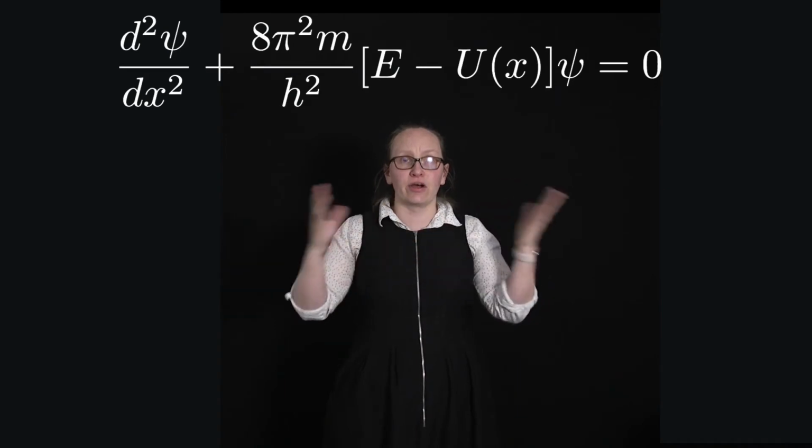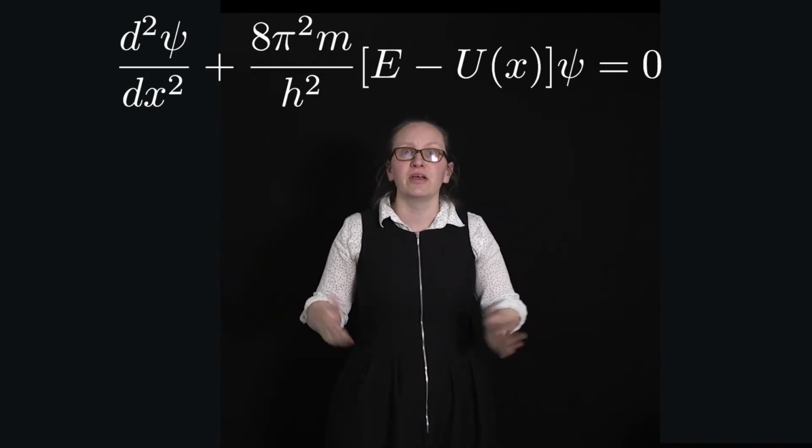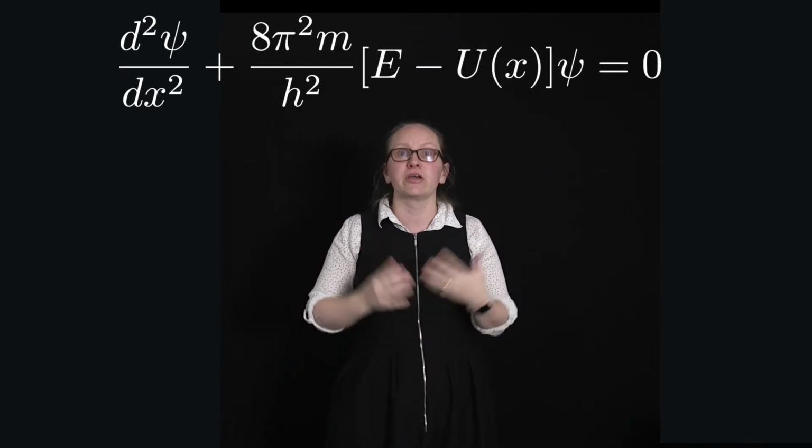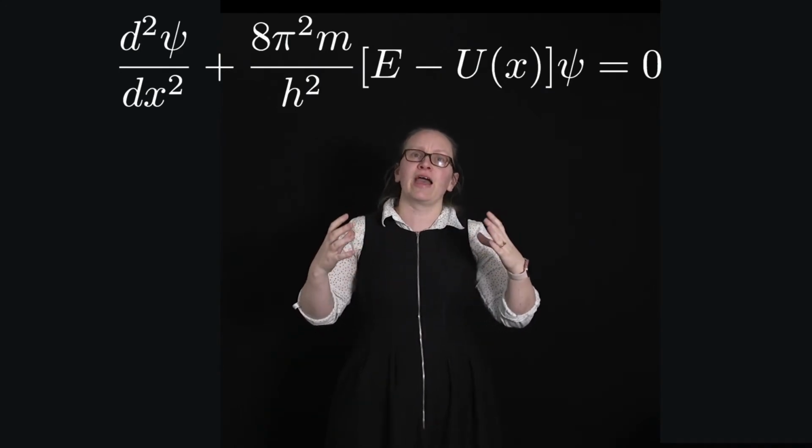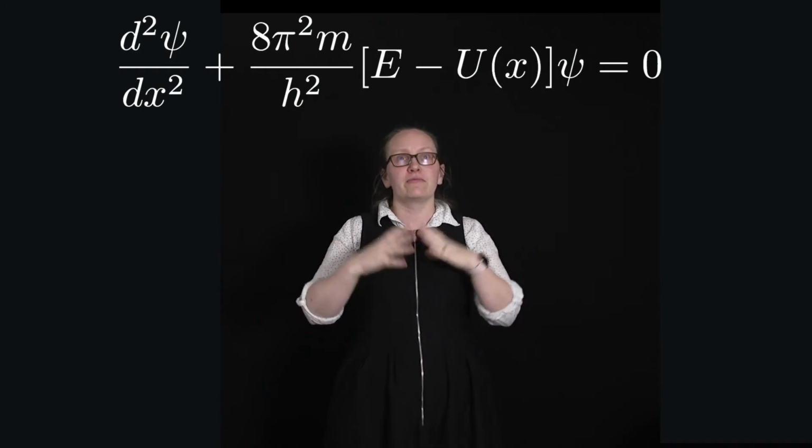Now, this equation cannot be derived. It's a basic principle, just like Newton's laws and Maxwell's equations were basic principles. So to try and wrap our heads around it, let's look at a really simple situation where we can apply Schrödinger's equation. We can write it as d squared psi dx squared, so the second derivative of psi with respect to x, plus 8 pi squared m over h squared times (E minus U of x) psi is equal to 0.